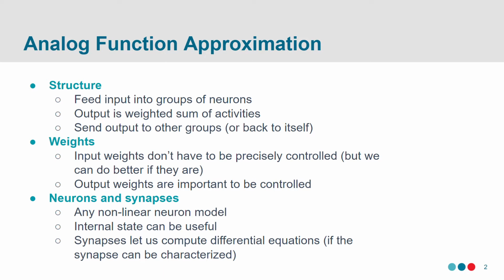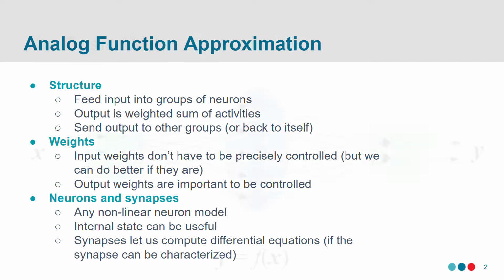As far as the neurons and the synapses go, any nonlinear neuron model seems suitable for this sort of approach. You need some nonlinearity, fine. Having internal state in the neuron itself can be useful. And one interesting aspect is if you have synapses that can be expressed as differential equations or as linear time invariant systems, then if you can characterize that synapse, combined with being able to take the output of a network and feed it back into itself, that means I can now have neural networks that approximate differential equations. So that's the overall hope that we're trying to have here.